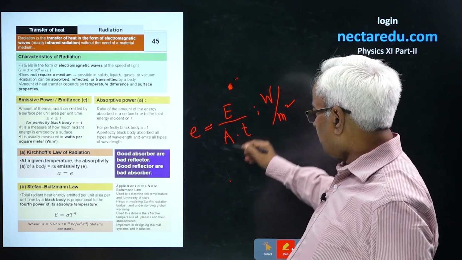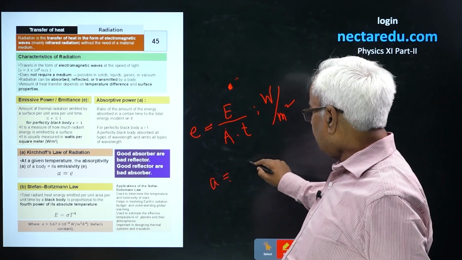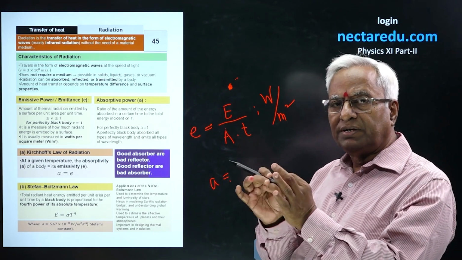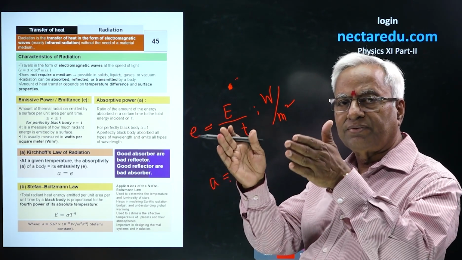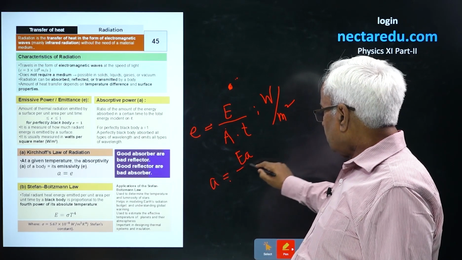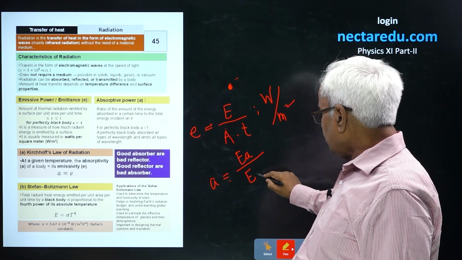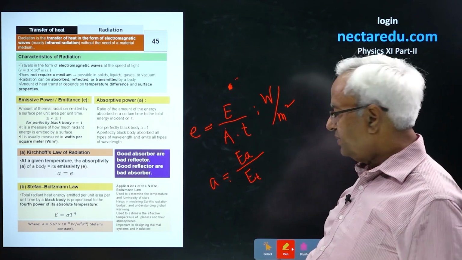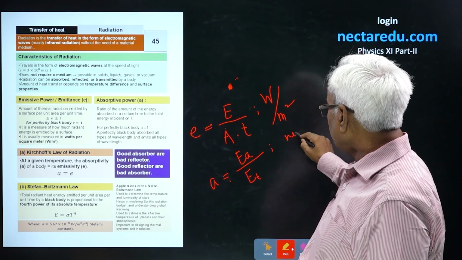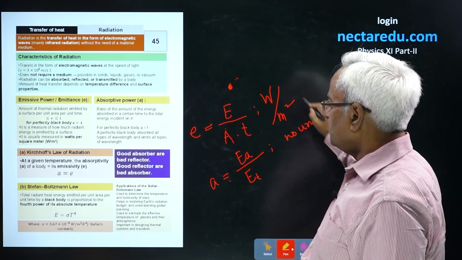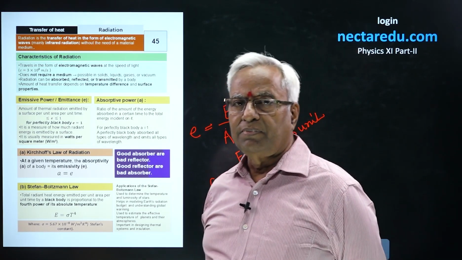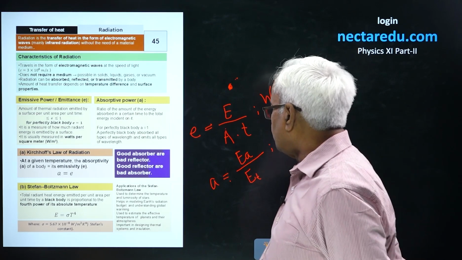Absorptive power is likewise defined as the energy absorbed by some surface divided by the total energy incident on that surface. This ratio is known as absorptive power. Obviously, it will have no unit or dimension. A perfectly black body is going to absorb all the wavelengths incident on it.